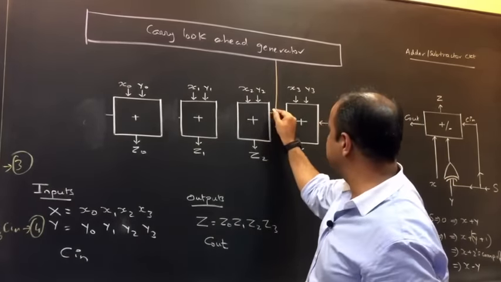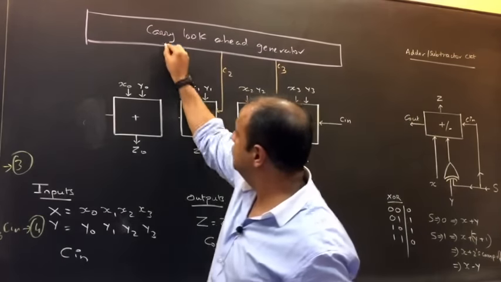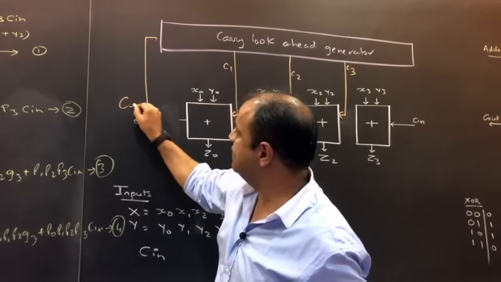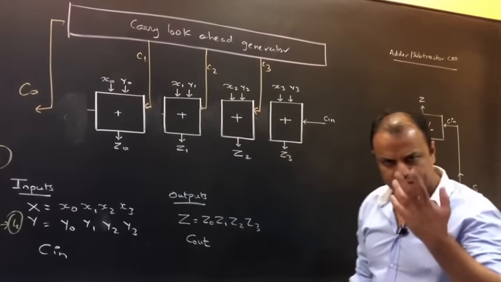Which are your 4 carries? Tell me. C3, C2, C1 and C0. It will produce the 4 carries. Now what does it need? Come on, we'll do it together. We are doing it together.